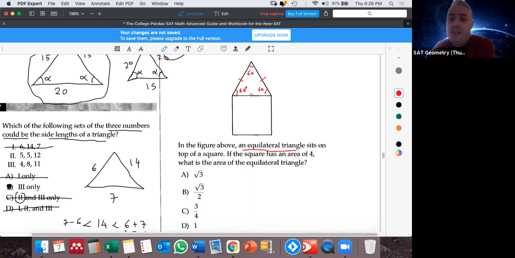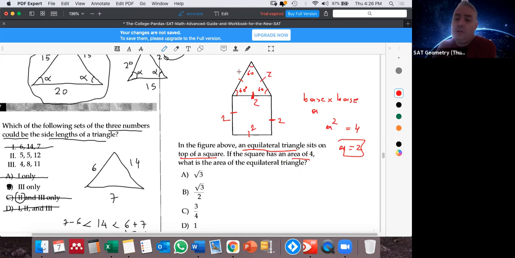Okay, and these are equal to each other. And then top is the square. If this is square, that means all the sides are equal. Is it clear? All of them. If the square has area 4, what is the area of a square? Base times base, which is, if I call base a unit, a square is 4, so a is 2. Directly put it 2, 2, 2, 2, 2, 2.